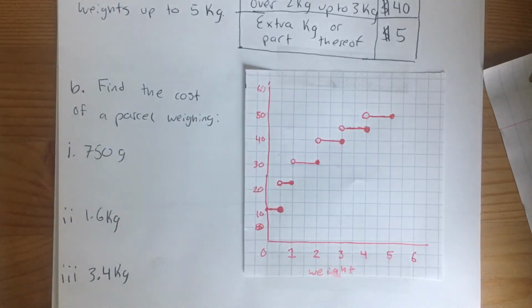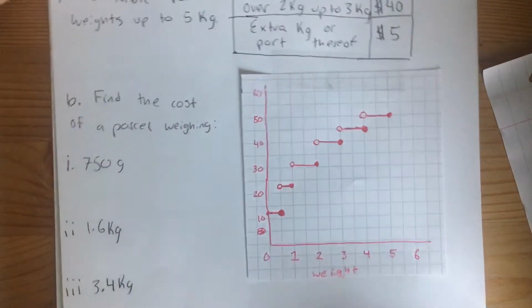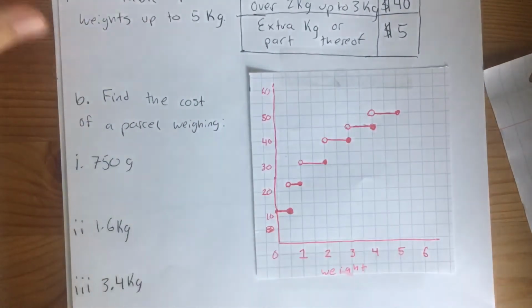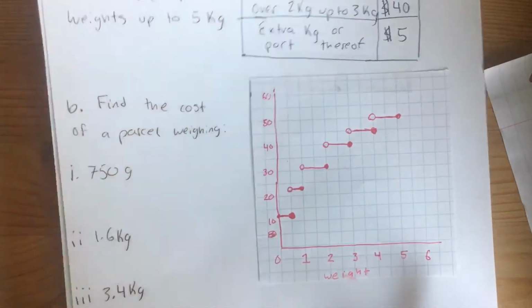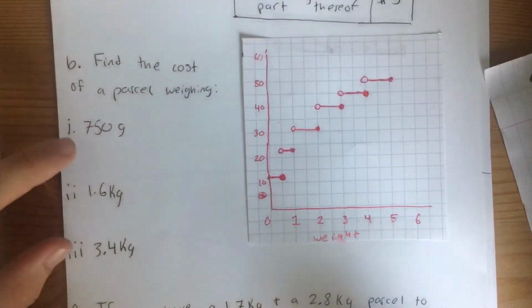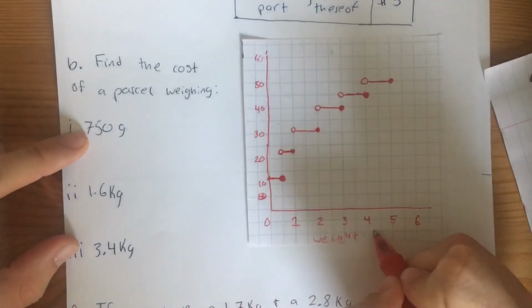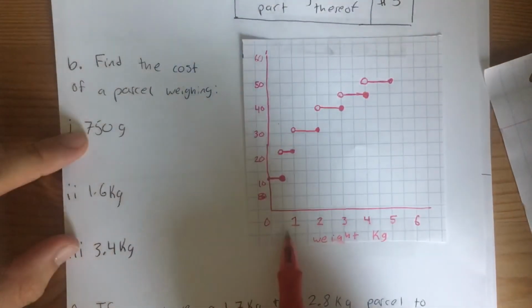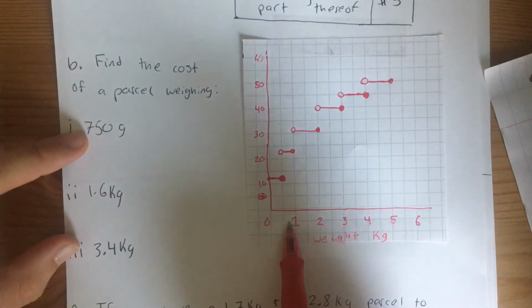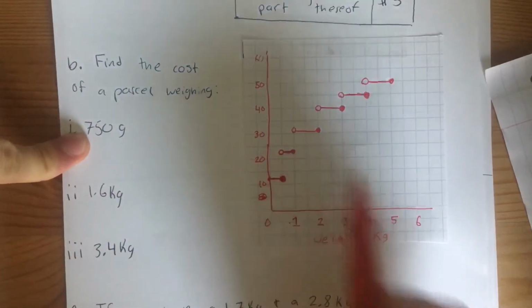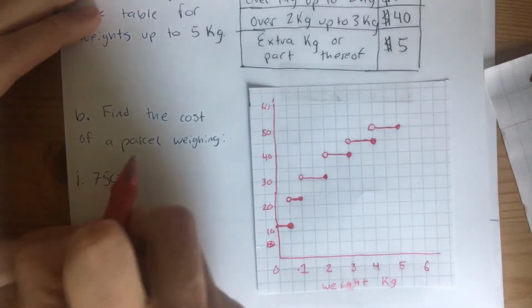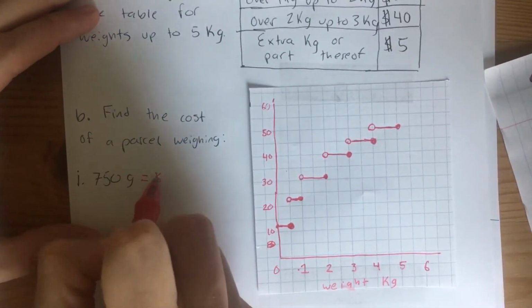So what we can do is once we have this listed, we can go ahead and say, okay, well, find the cost of different packages weighing this price. So if something was 750 grams, this is in kilograms, so that's going to be 0.75. So 0.75, that would go up to this piece right here. So that would be $23.